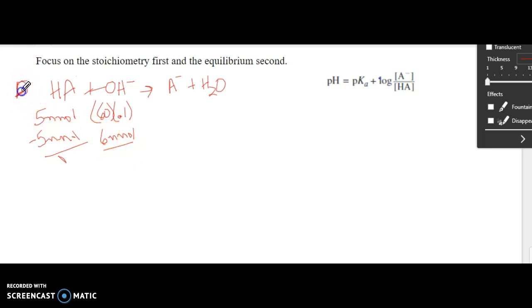Oops, sorry, this should be G. No, I lied, it is F. So 6 minus my 5 millimoles is going to give me 1 millimole of hydroxide and 5 millimoles of my base. Okay, this time we're in 110 milliliters.